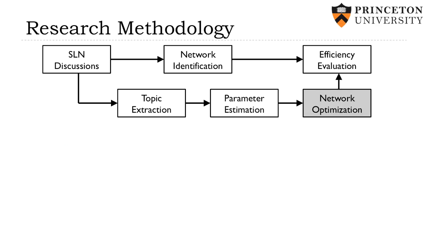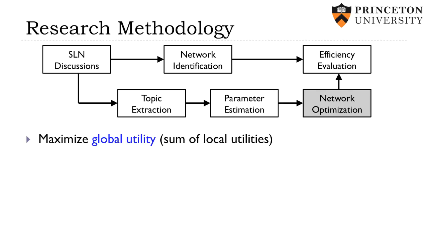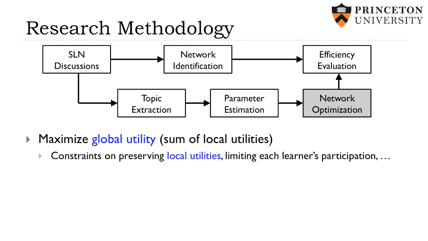The final component of defining the ideal SLN is network optimization. Here, we want to maximize the global utility in the network, which is the aggregation of the local utilities just discussed. This optimization has some constraints on preserving the individual local utilities, with parameters controlling exactly how much of the utilities are allowed to decrease from the observed network. It also has some practical constraints, like on limiting a learner's level of participation to what she can handle. This is particularly important in MOOCs, where people can have very different schedules and time constraints. Our variable in this problem, as discussed, is the user-to-user matrix.